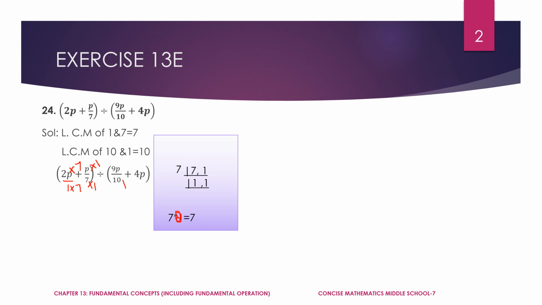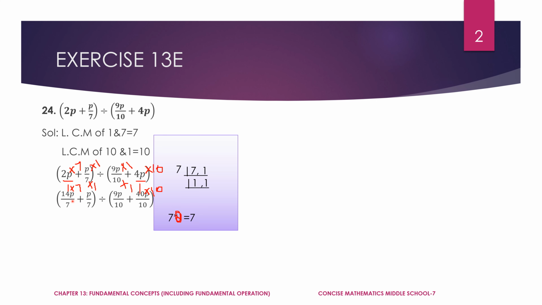Here it is 10. What is the LCM of 1 and 10? It's 10. We need to keep it as it is. Here it is 1 and you need to change it into 10, so multiply it with 10. You will get 10 as a denominator. Even the numerator should be multiplied with 10 because you are multiplying with 10 in the denominator. When you multiply it, this is what you get. See, now the denominators are equal.